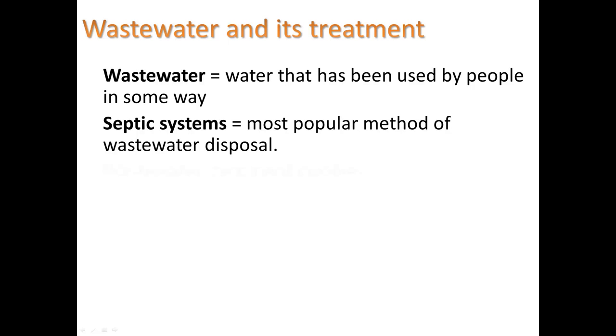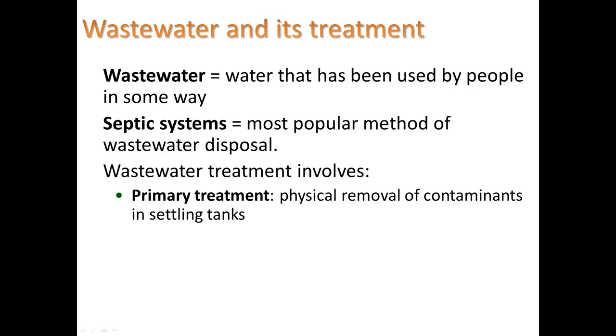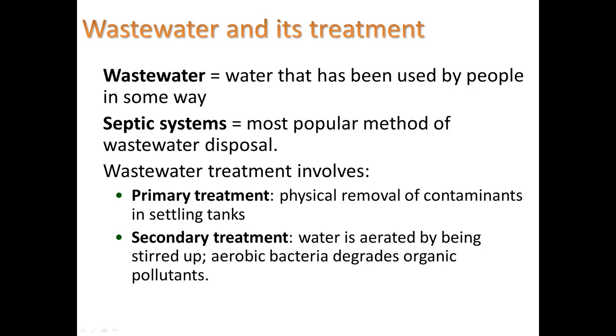So we're going to focus right now, though, on wastewater treatment as it occurs in wastewater treatment plants. There's two basic parts here. Primary treatment, which is the physical removal of contaminants in settling tanks. You take the water, you let it sit in a big tank, and heavy things are going to sink to the bottom. Light things like greases and fats are going to float to the top. And then you collect it. So that's like a physical removal.